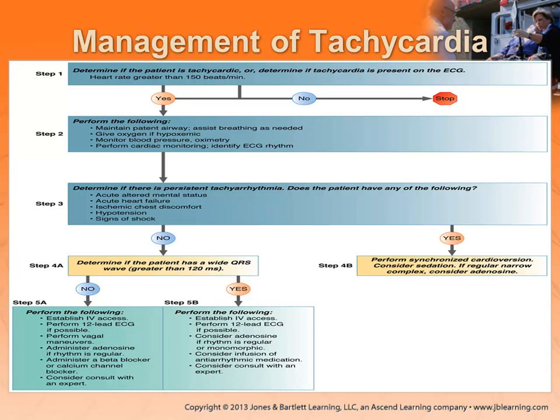Narrow complex. We've identified it as an SVT of 180. They are unstable. What are we doing? Huh? They are unstable. We're cardioverting. Synchronized cardioversion. Remember, that's why on tachyarrhythmias it's so important to identify stable versus unstable. Unstable, we're synchronized cardioverting. If they're stable, it's an SVT. We're giving what, Hunter? How much? 6 milligrams. If that doesn't work, we're giving what? 12. All right?